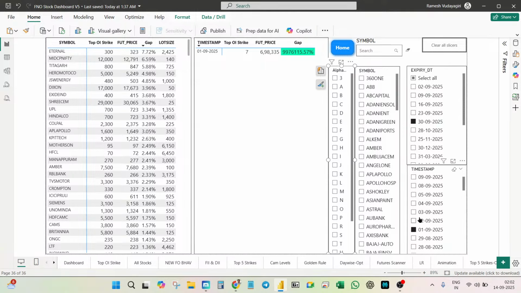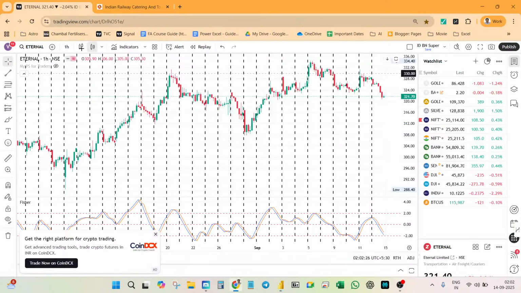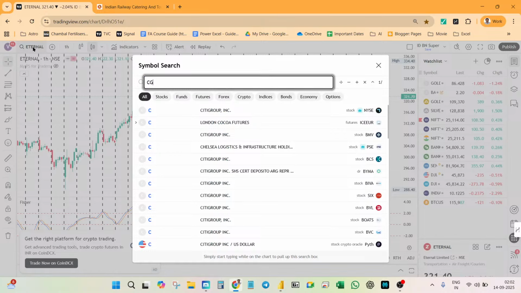Now let us go for another date, 2nd September. CG Power is there, with excess interest. Let us see CG Power. I am expecting a fall in CG Power, a 6% downfall. Now here on September, CG Power.